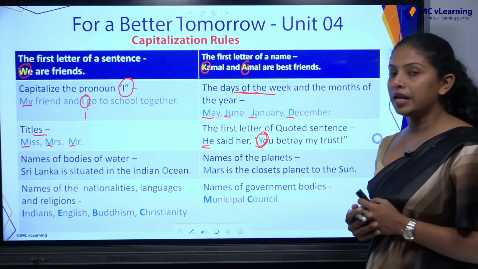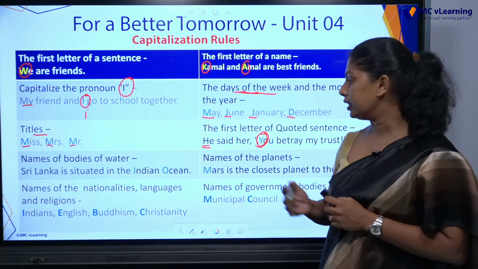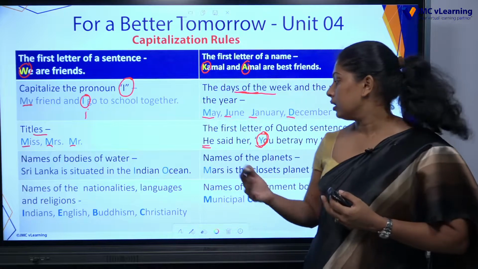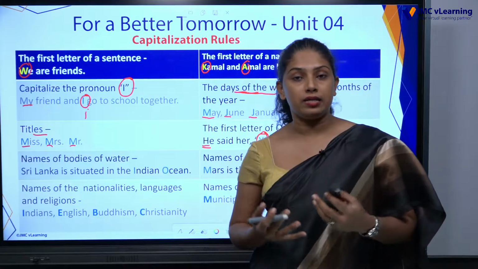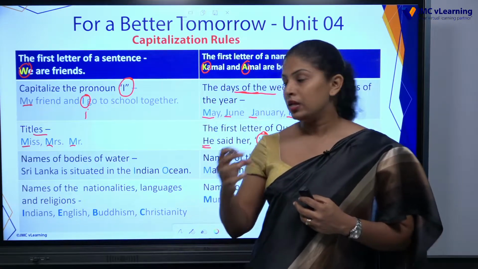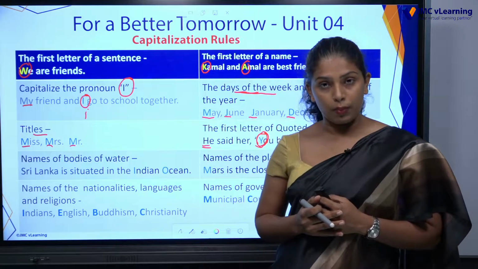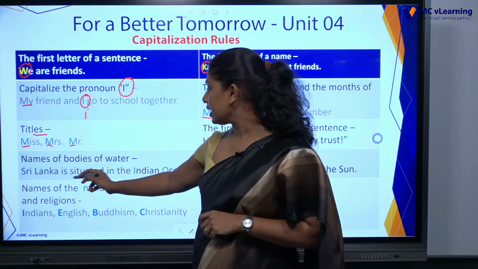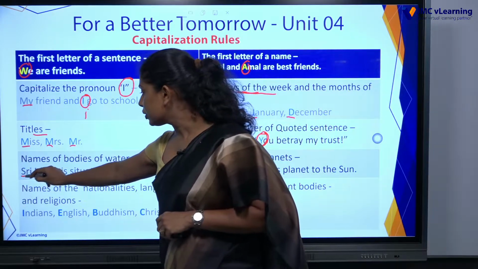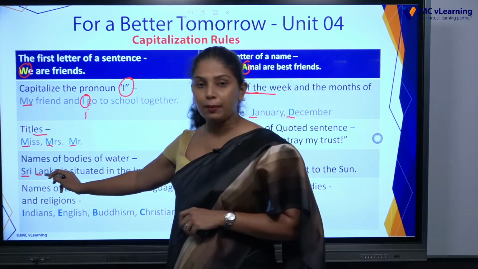Right, we'll move to the next rule of capitalization. Names of bodies of water. There are some special names for the water bodies in the world, like the Nile, Indian Ocean, Pacific Ocean, Atlantic Ocean. We have given those water bodies a separate name, like a proper noun. So here names of water bodies also we can use capital letters if it is a proper noun. See the example. Sri Lanka is situated in the Indian Ocean. Here I have started the sentence with Sri Lanka. That is also a proper noun. So there also we have to start using capital letters.